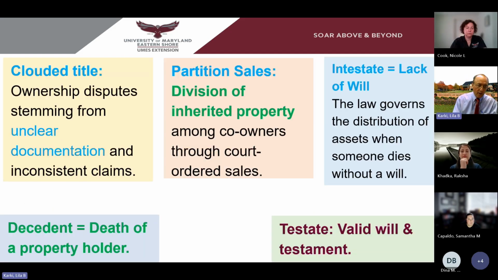And a couple of terminology, mostly they are familiar to you, I hope. Descendant, the death of a property holder. Testate, like a valid will and testament of the property, and intestate is lack of will of that particular property, which we call heirs property. Clouded title is unclear documentation of the property. And partition sales is division of our inherited property among co-owners or co-heirs through court-ordered sales. There are many more related terminologies, but I just brought a couple here.